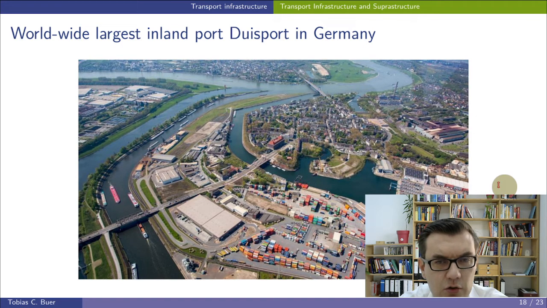And via railway track from Duisport you can reach China through Russia. So this is an extremely long distance on the land, and there are, I think, 2 trains per week to China. So if you manage to get your container to Duisport, you can transport it until China. So therefore this is a very important transshipment point in a global supply chain.